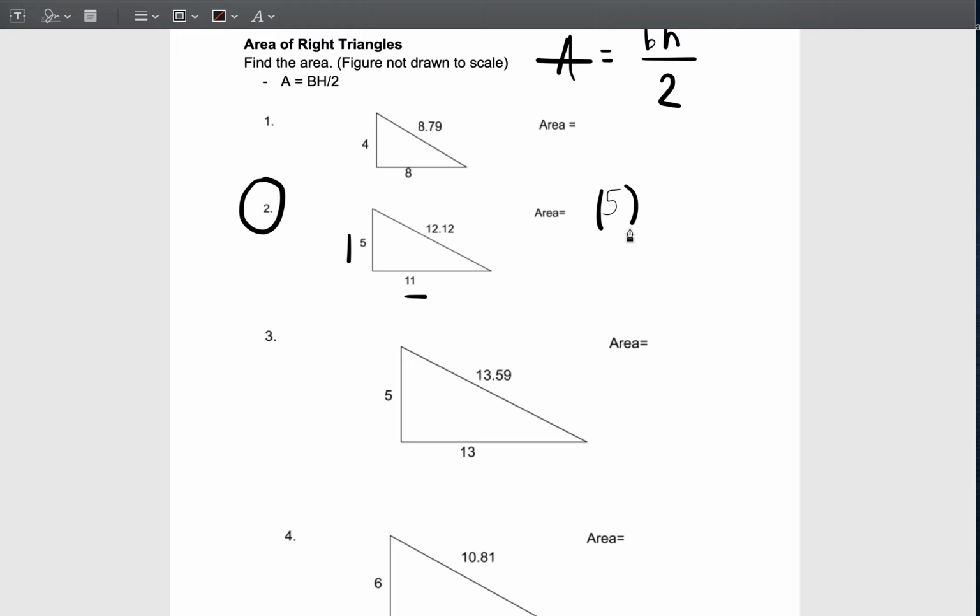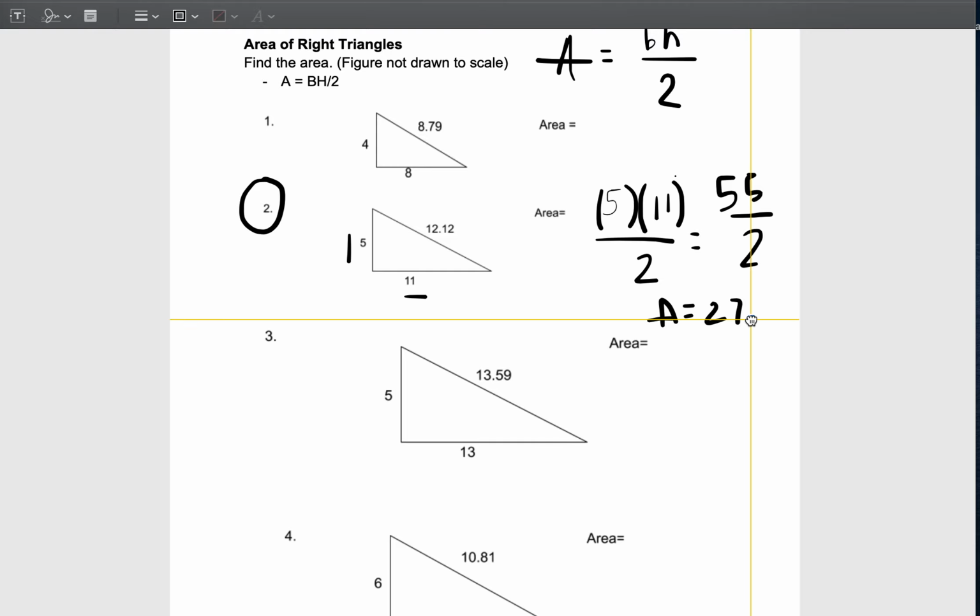Height times the base, which is 11, divided by 2. That's 55 divided by 2. Now we know 55 divided by 2, just put it in the calculator. So area will equal 27.5. Did that work?